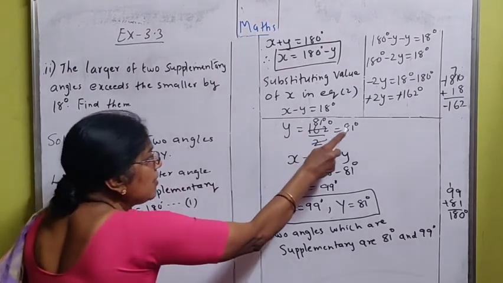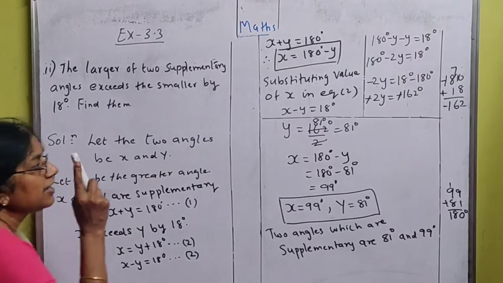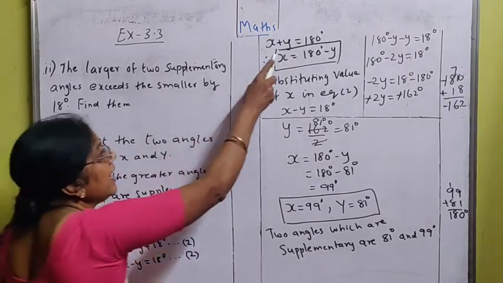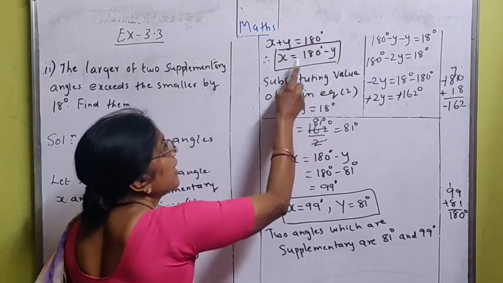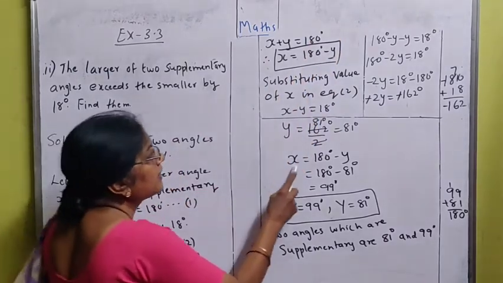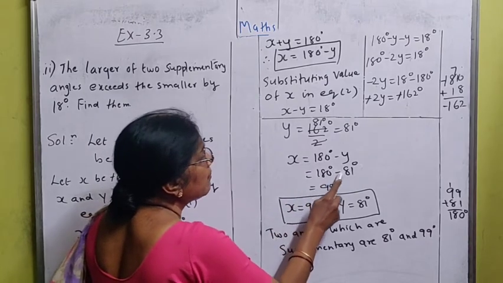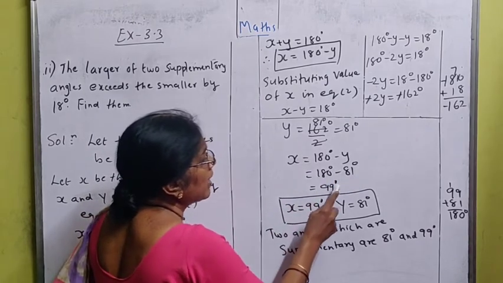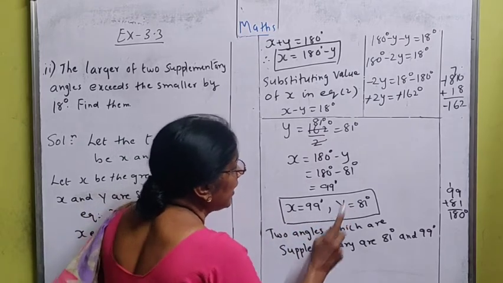Now this y value I got, 81 degree. I will substitute it in the x, where I have written x is equal to 180 minus y. Because if I substitute the y value over here, I will get the x value. So x is equal to 180 degree minus y, that is equal to 180 degree minus 81, that is equal to 99 degree. So x is equal to 99, y is equal to 81.